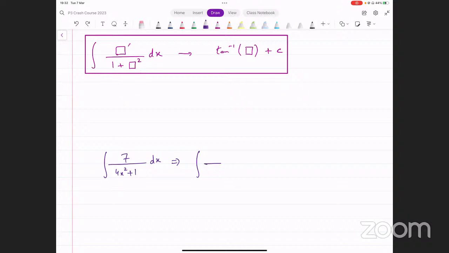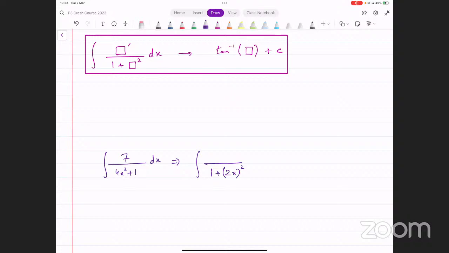How could we write it? We could say this is 1 plus 4x squared, if we just interchange this. 4x squared, can this be written in a square form? We could say this is 2x whole squared. So we have written this in a square form.